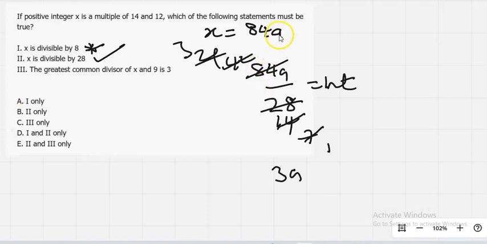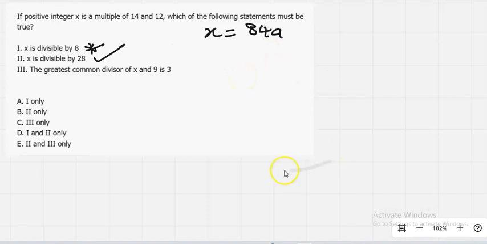So let's move on to the last statement. We have the greatest common divisor of x and 9 is 3. Now, what is the greatest common divisor? The word divisor in maths means a number that divides another number, but the way it is used in this statement, divisor means factor. So what they actually mean is the GCF.